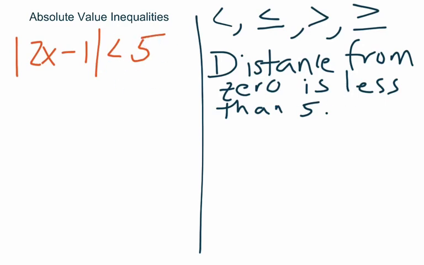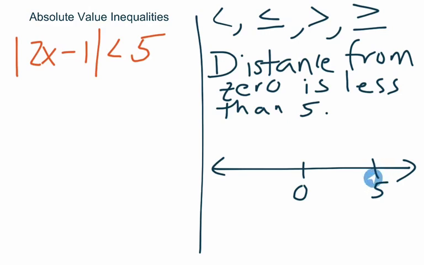So what does that look like? What kinds of numbers would that be? If this is my number line and I put the 0 in the middle, I can count that distance in either direction, to the right or to the left, and whatever that distance is from 0 has to be less than 5 units away. So to the right, I have a positive 5, and this would mark the distance that is 5 away. So distances less than 5 would be anywhere in between the 0 and the 5.